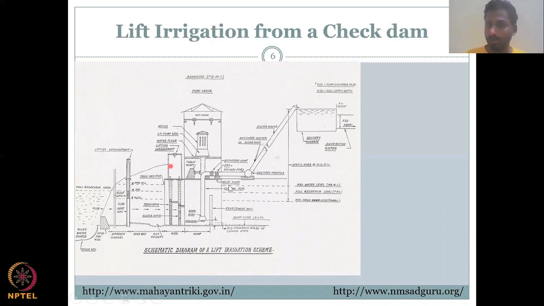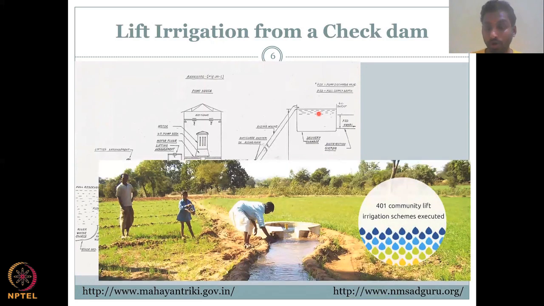So there is some power and cost for lifting the water, the pipes, etc. But this NGO would give money for 10 years. And then later they say, okay, I will build it. You manage it. The farmers should manage it. And then if you want, you can increase the area of acreage. 401 community lift irrigation schemes executed.